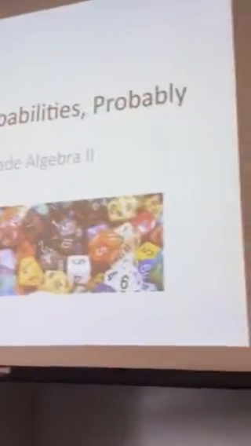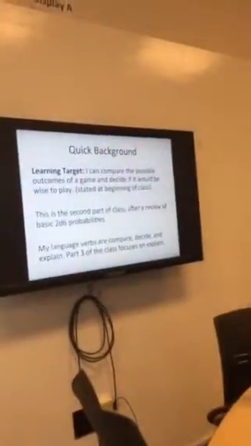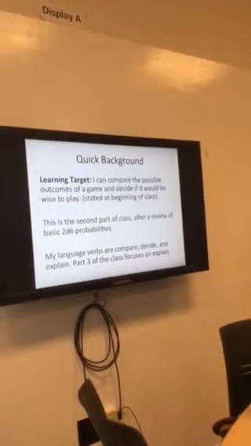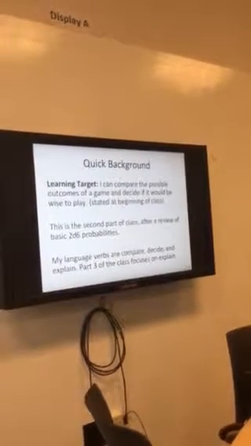Okay, so my lesson here is called Probable Probabilities, probably. To catch you guys up, what we're going to do here is the second part of a three-part class. I would have stated the learning target at the beginning of class, which was that we're going to compare the possible outcomes of a game and then make decisions based on our analysis. So we are comparing and deciding.